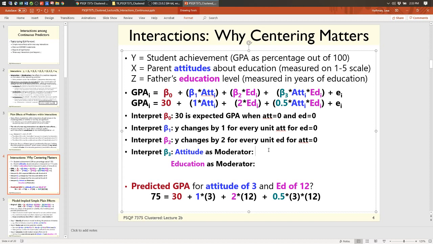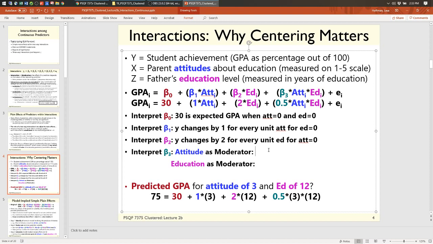There are only 4 kinds of interaction terms in the world. They can take their simple main effect, either one of these, and they can make it more positive, less positive, more negative, or less negative. That's it. That's the only possibility. You have to figure out which of the 4 you're in, and then you can talk about it. So in this case, I've got positive main effects coupled with positive interaction term. That has to be a more positive.